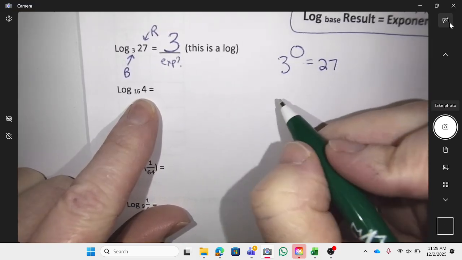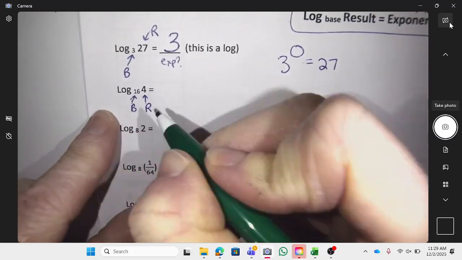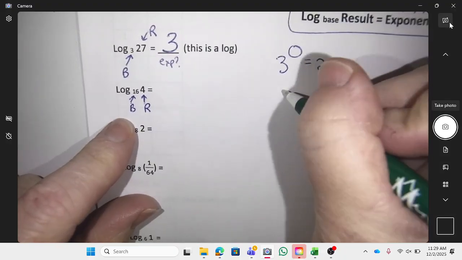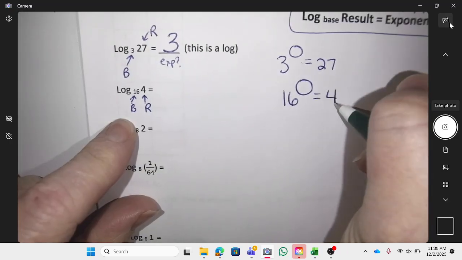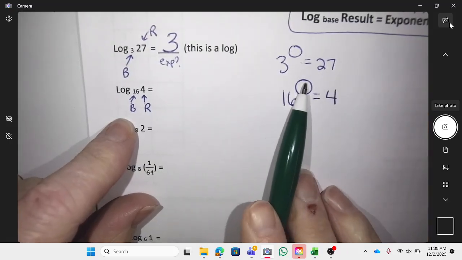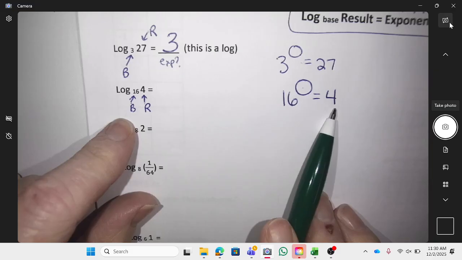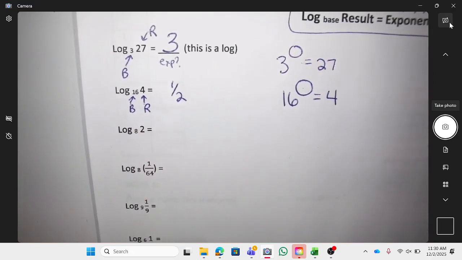Okay, so this one has that's the base, that's the result. So what would it look like? 16 to some exponent gets you to 4. And the answer is 1/2. Because it's a square root of 16 that gets me there.